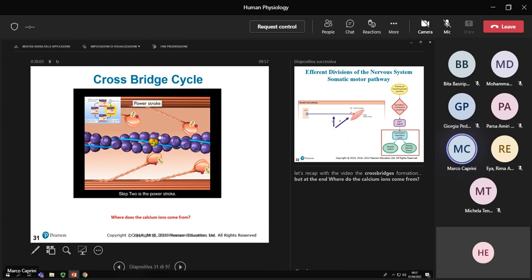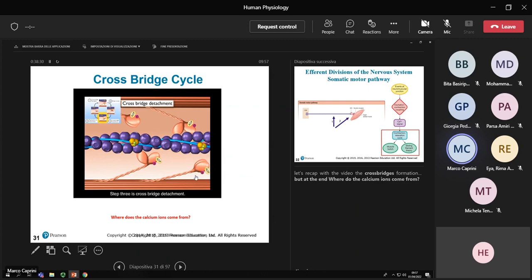Step 2 is the power stroke. Release of inorganic phosphate from the myosin head causes the head to pivot, pulling the thin filament toward the center of the sarcomere. ADP is then released as well. The myosin head is now in its low energy state, but it remains attached to actin. The energy for the power stroke is ultimately provided by the ATP that binds to the myosin head.